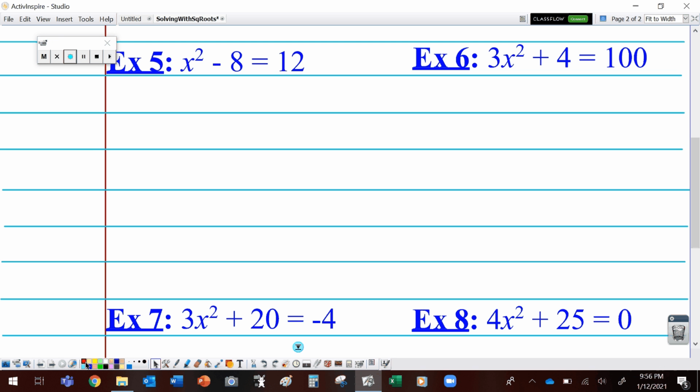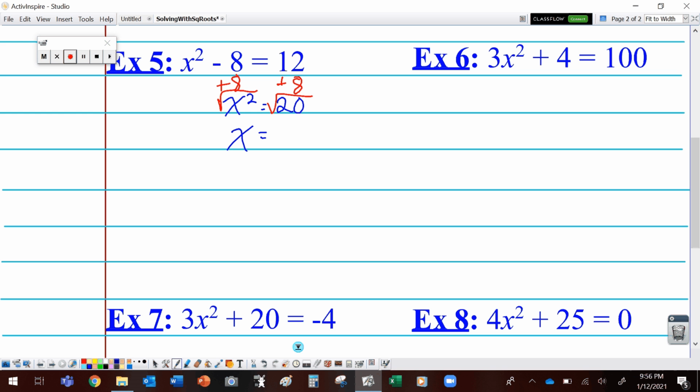All right, so now I have x squared minus 8 equals 12. So my first move, I'm going to add that 8 to both sides of the equation. On the left side, those 8's cancel, and I just have x squared. And on the right side, I have 20. So next move, take the square root on each side. Left side's easy. Squared and square root cancel. X is all by itself.